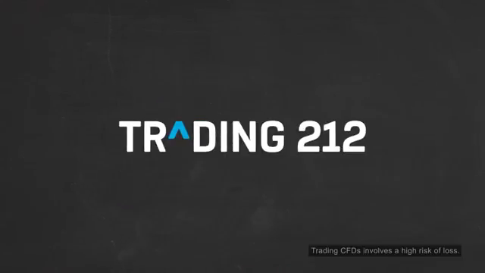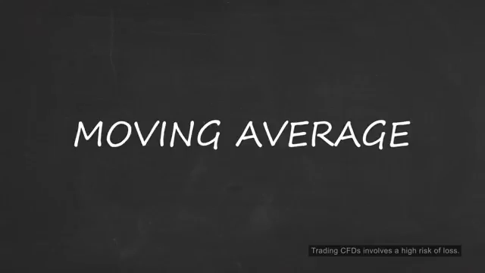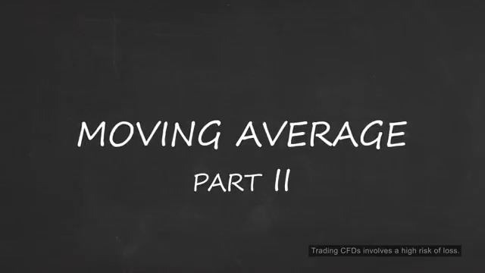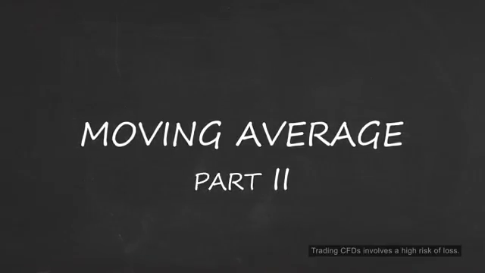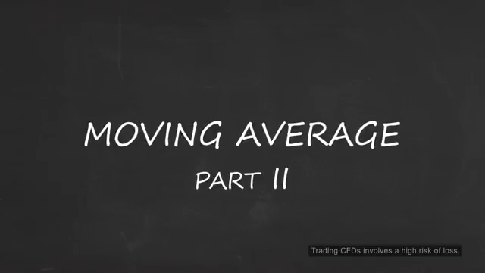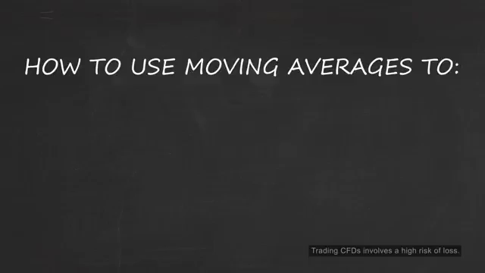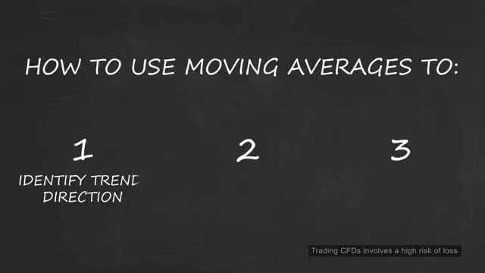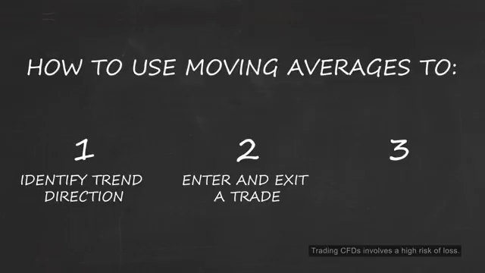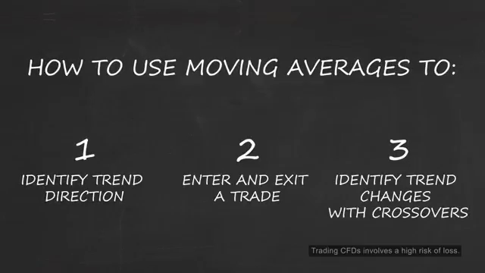We will now build on material covered in the first tutorial on moving averages, where we defined what a moving average is, the 3 types of moving averages, and how they are calculated. In this second tutorial, we will discuss how to use moving averages to identify the direction of a trend, how they can be used to enter and exit a trade, and finally, how to trade moving average crossovers.